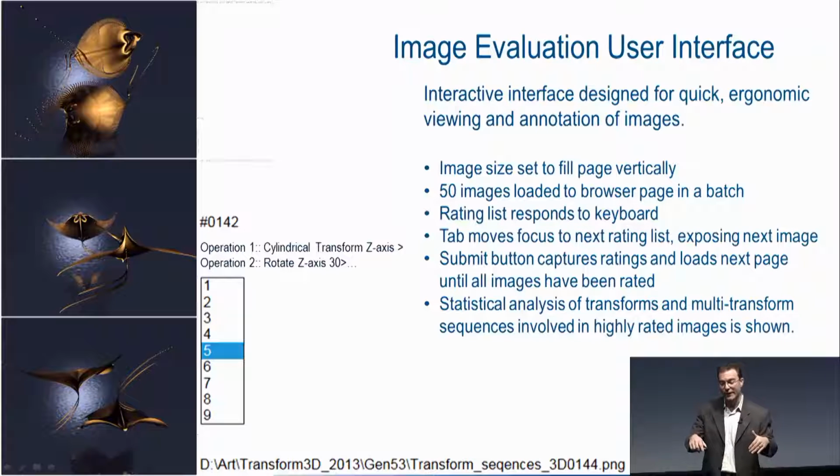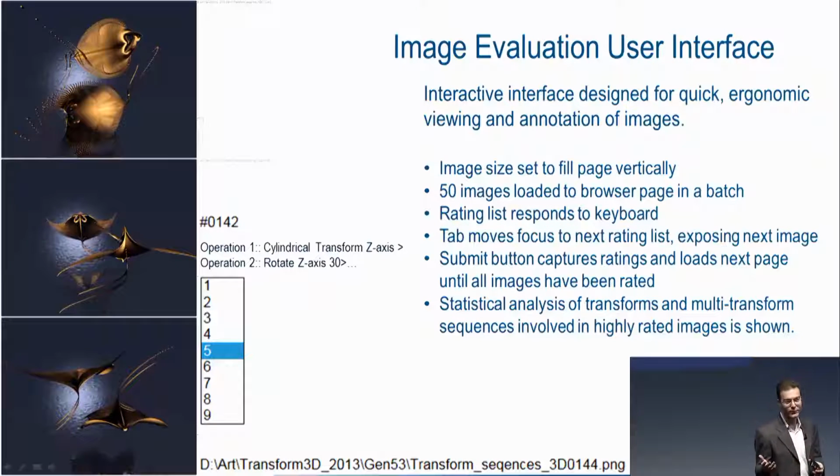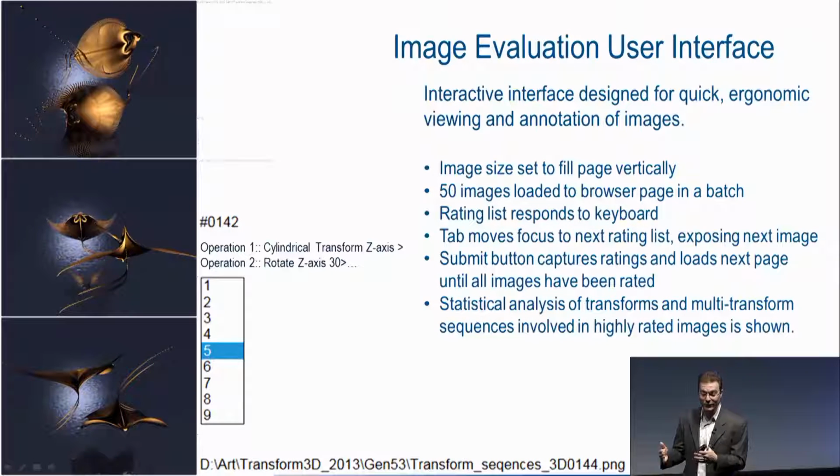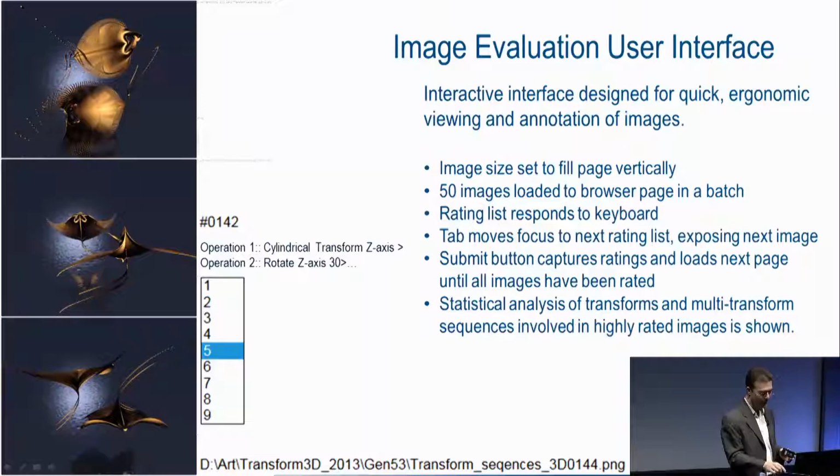And when you get all done rating all the images in the generation, then the system goes back and it gives you some statistical analysis of what the ratings for this particular generation were. How did different lengths of sequence affect what you thought of the images? How many 1s, 2s, 3s, 4s, et cetera, did you give? And which were the actual geometric transformations that were associated with the highest rated images, that sort of thing. So that's kind of interesting.